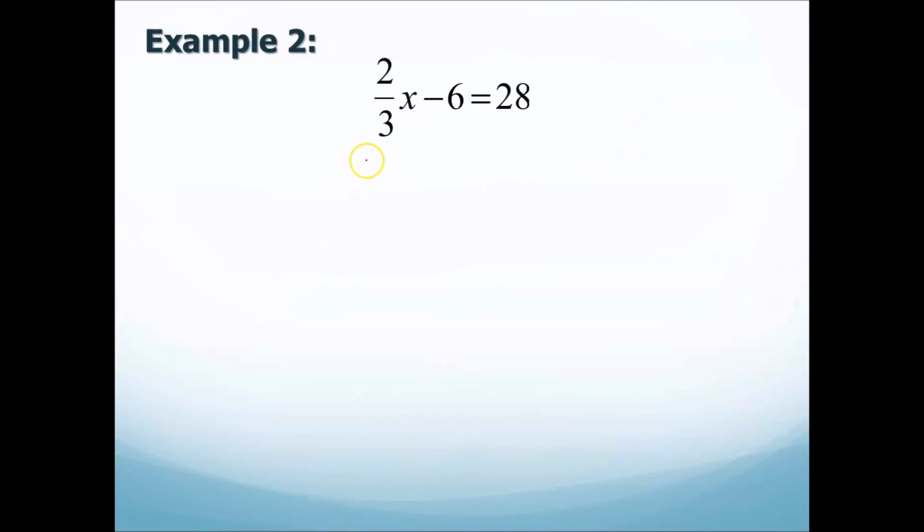Next, we have 2/3 x minus 6 equals 28. So our operations are subtraction and division. So first, let's combine like terms. So we have 2/3 x minus 6. To undo minus 6, we add 6, and do the same on the right side. Now we have 2/3 x. This is now 0. 28 plus 6 equals 34.